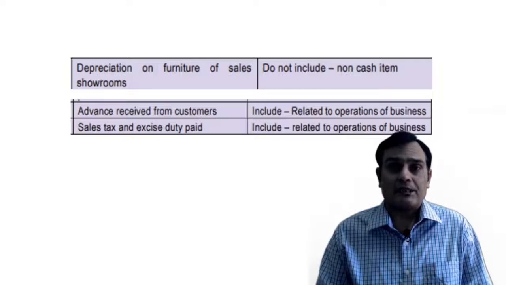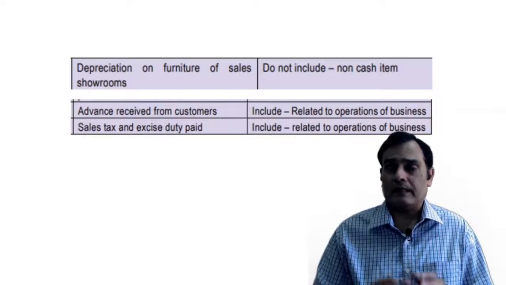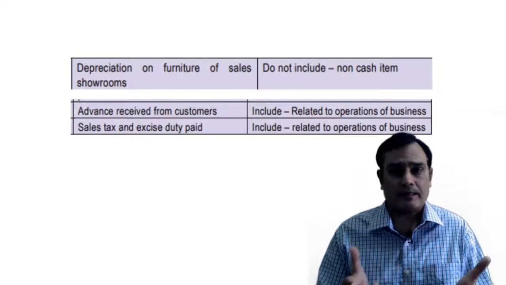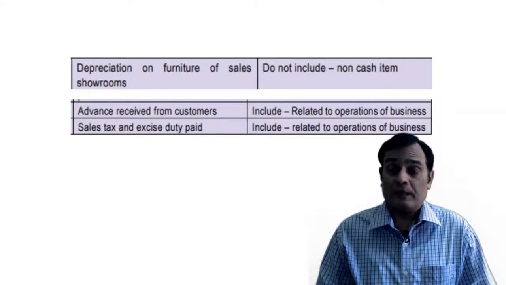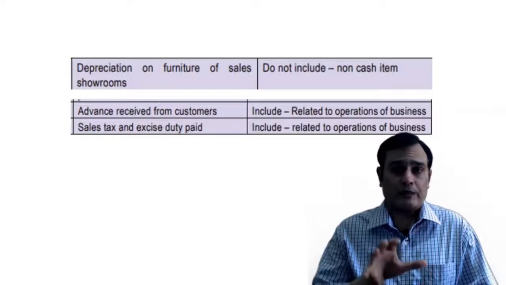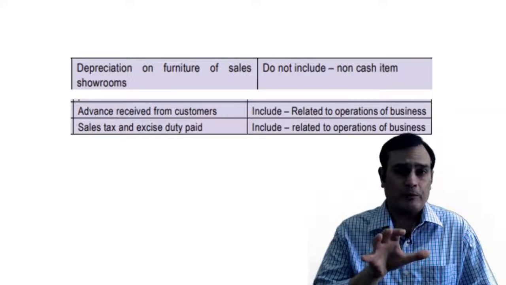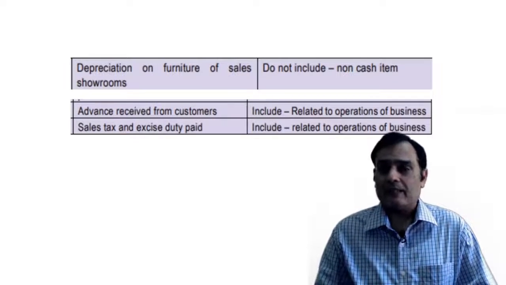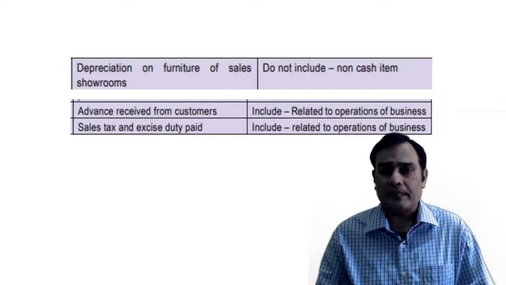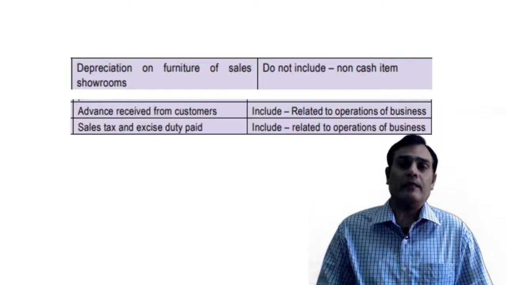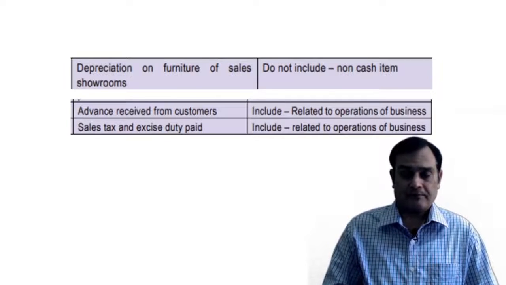Then there is an advance which is received from the customer as a part of the day-to-day business. Naturally, there could be advance given to the suppliers. There could be advance received from the customers. So it is certainly related to the operations of the business. And if it is related to the operations of the business, it becomes operating activity. It's an inflow relating to operating activity.